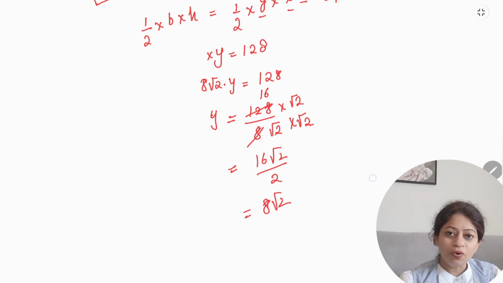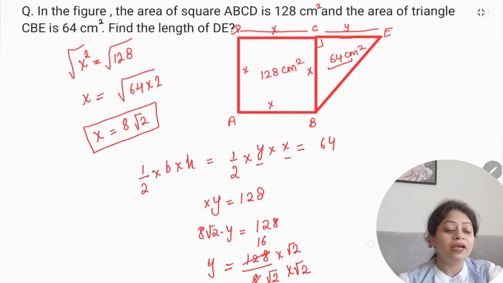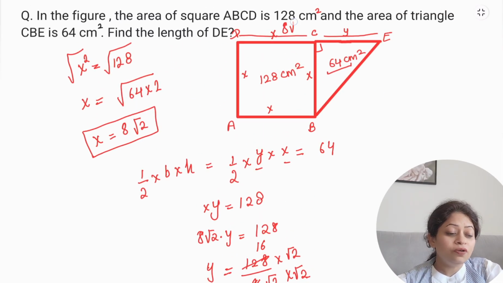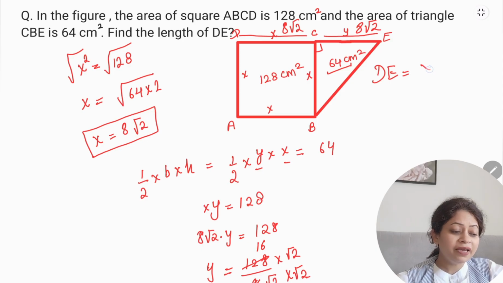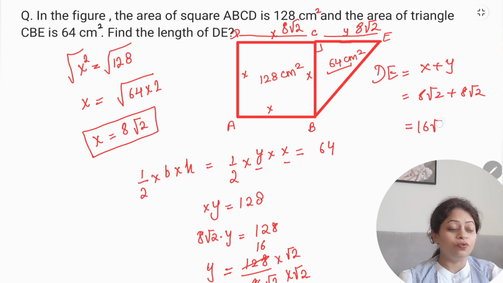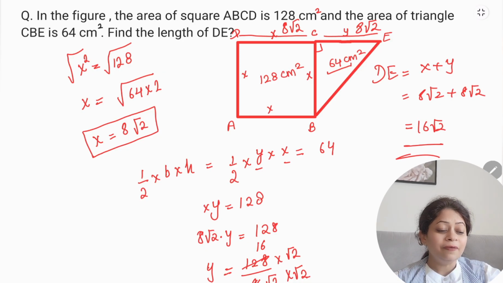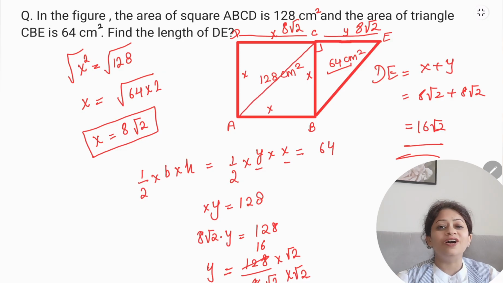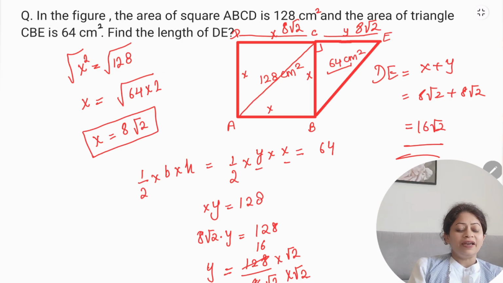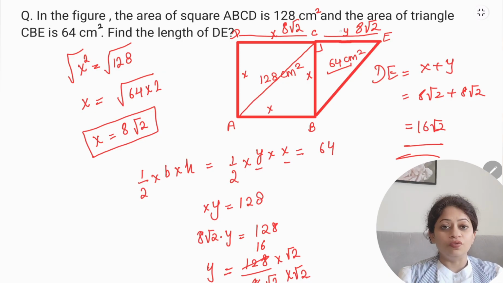So now you know that x and y both are 8 under root 2. This is 8 under root 2, this is 8 under root 2. So we need to find DE, that will be equal to x plus y, right? So 8 under root 2 plus 8 under root 2 is equal to 16 under root 2. Otherwise as well, we can see here that the area of this triangle is half the area of the square, right? So we could have said earlier that this is 8 root 2 only, but we can find it this way as well, right?